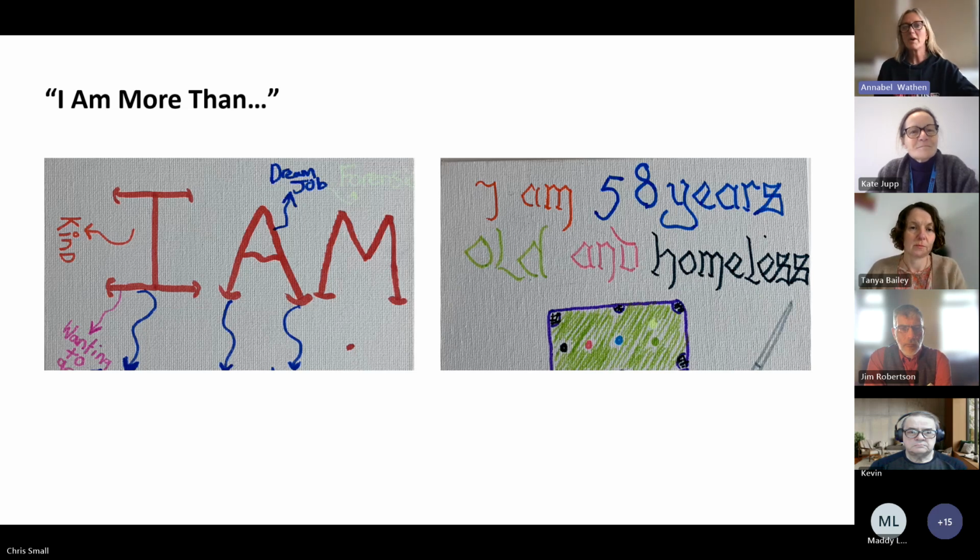And within the same week, another gentleman completed one, and you can see he says he's 58 years old and homeless, but he likes snooker. That's just dropped off the bottom. You can see that at the bottom here. And I just thought that the diversity of the community we were working with was already coming through, even with those few.